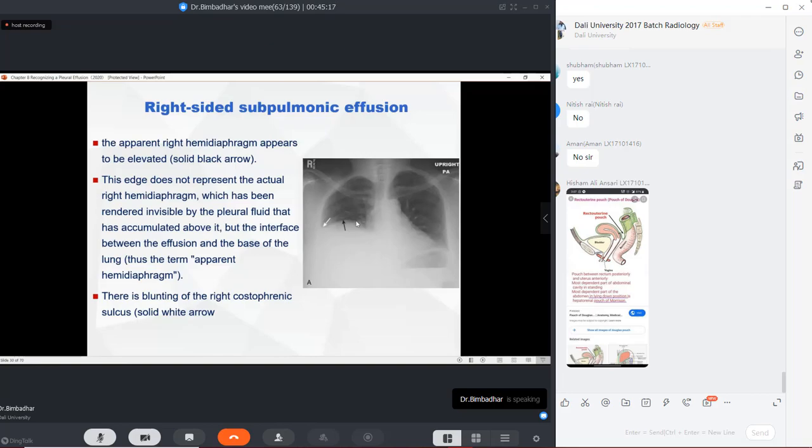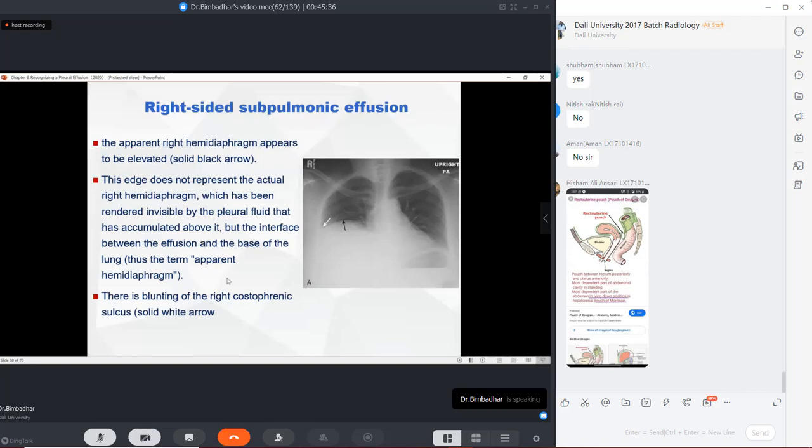Golden S sign is happening in the upper lobes here, but this one is called a transverse S sign, which is also happening in pleural effusions. Okay, that is how you differentiate between them. Now, did you understand this picture here?